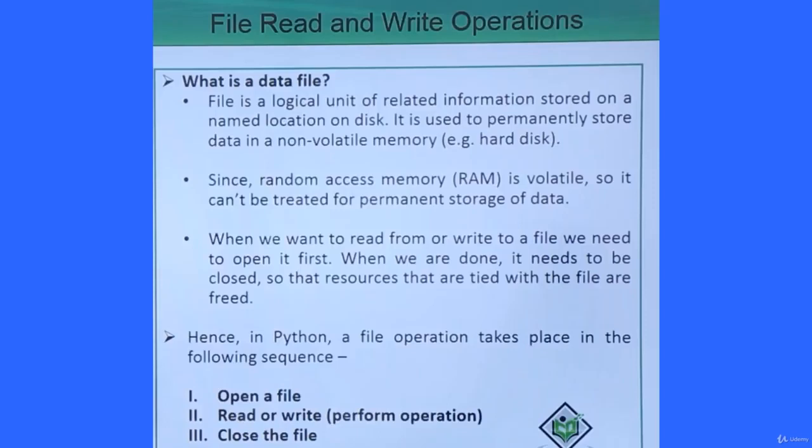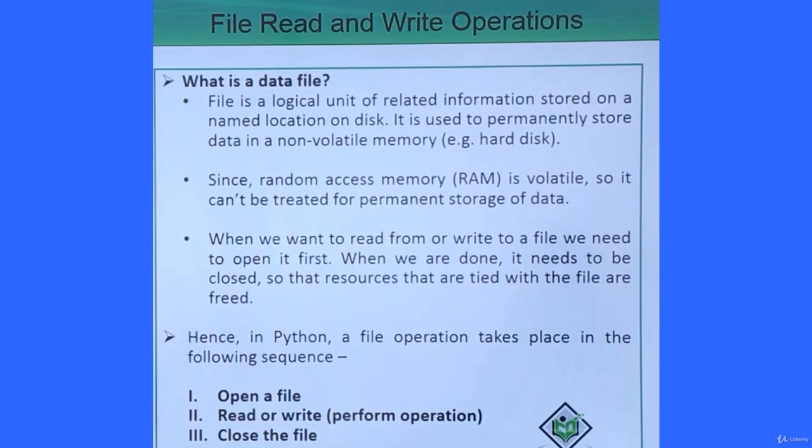File read and write operations. So what is a data file? A file is a logical unit of related information stored on a named location on disk. It is used to permanently store data in a non-volatile memory, for example a hard disk.